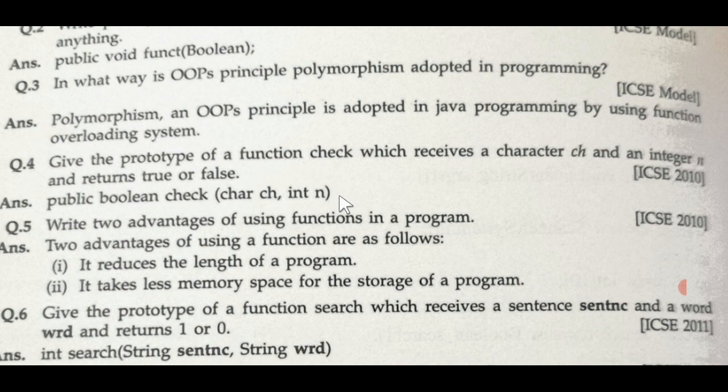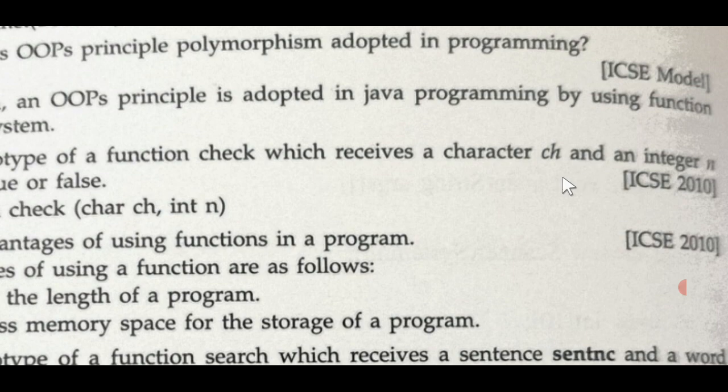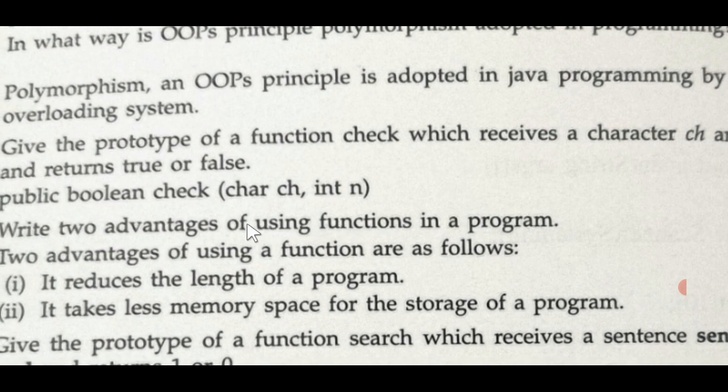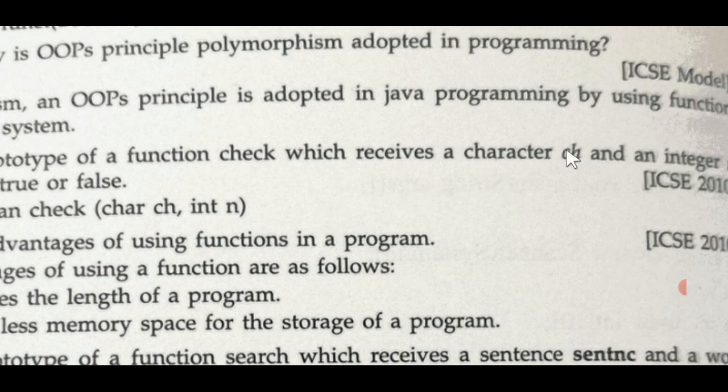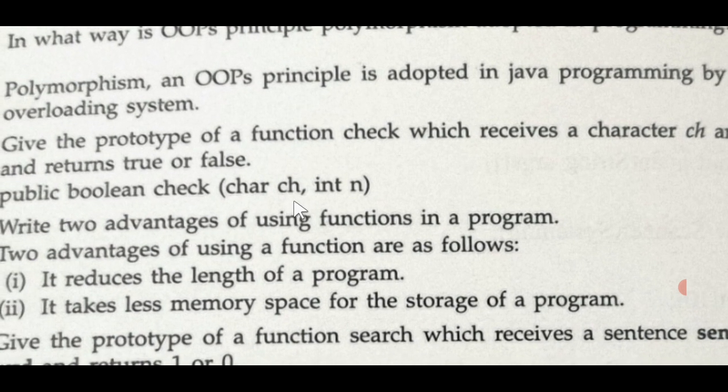In the parenthesis two parameters are required. So char ch comma int n. Because they are asking about a character ch and an integer n as the parameters. If anybody writes only char comma int, they may cut the marks, otherwise it is correct, but they may cut the marks. Because they have given the names of the variables, you have to specify them, otherwise it would have been fine. And don't forget to put a semicolon there.